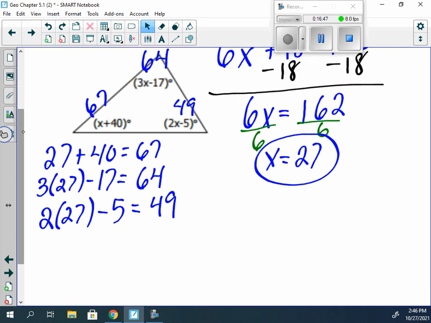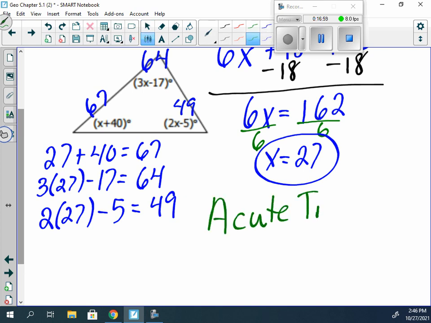So how would we classify this triangle based off its angles? It would be acute. Is there any of the angles greater than 90 or equal to? So this is an acute triangle. Any questions on this here?